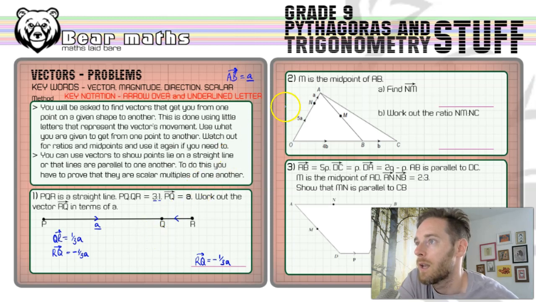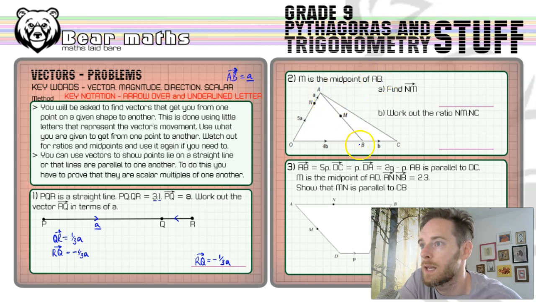Now, question number 2: M is the midpoint of AB. So this line segment AB, M is the midpoint of it. We've got to find N to M. So we've got to go from here to here. This is a very, very typical exam style vectors question. We've got to go in that direction as well.